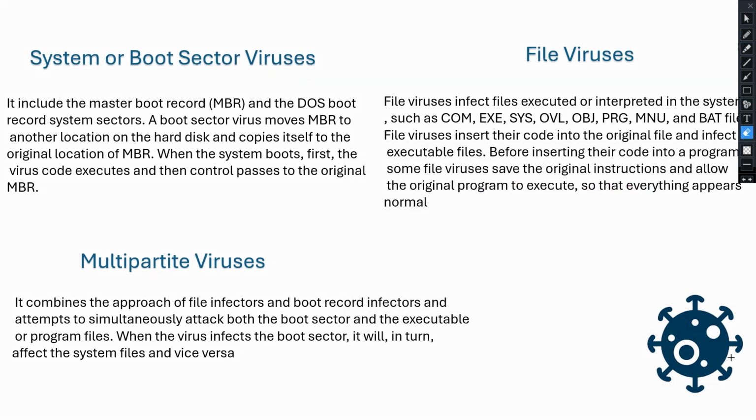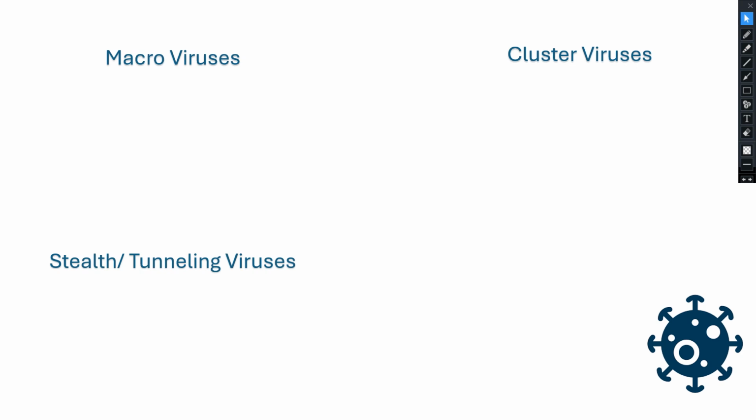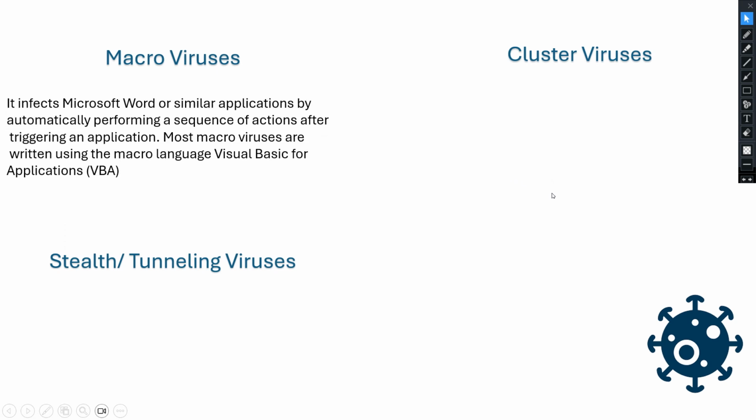So here let me remove this. Let's go to the next virus. Now we'll talk about these three viruses: macroviruses, cluster viruses, and stealth tunneling viruses. Let's first start with macroviruses.